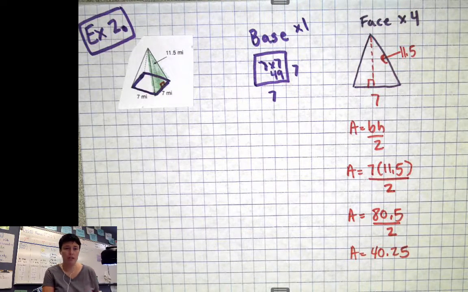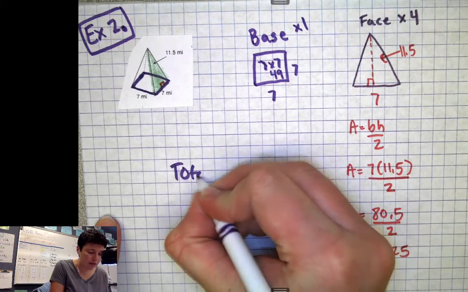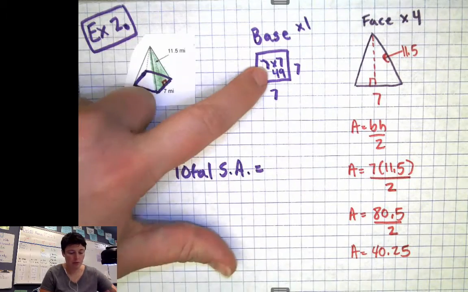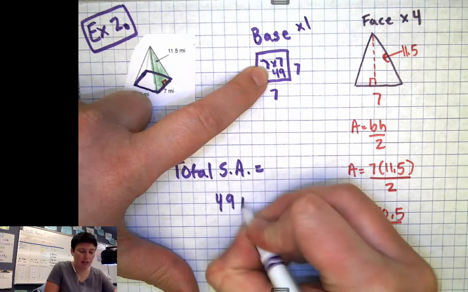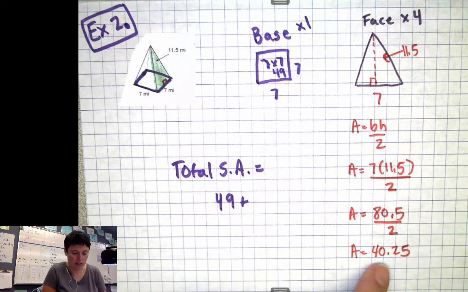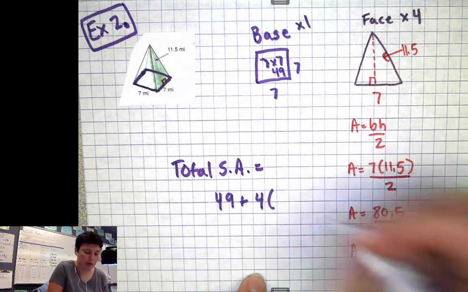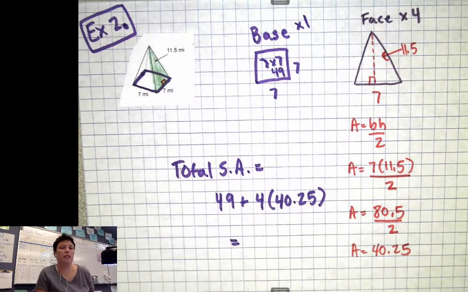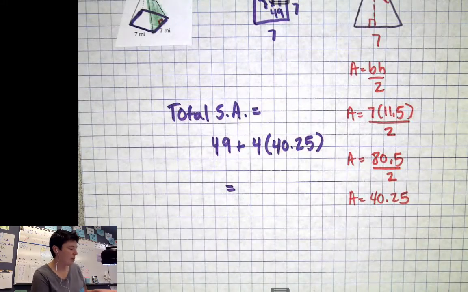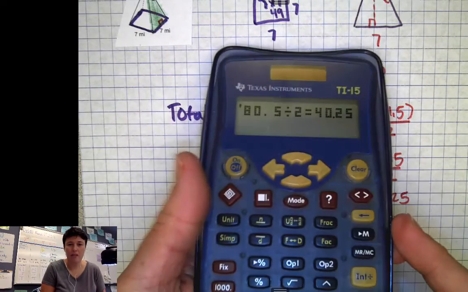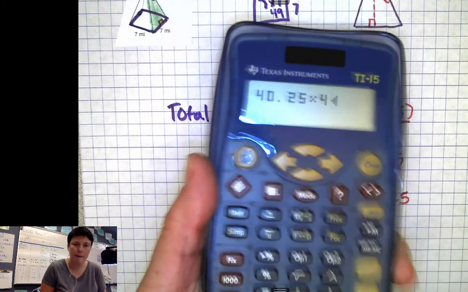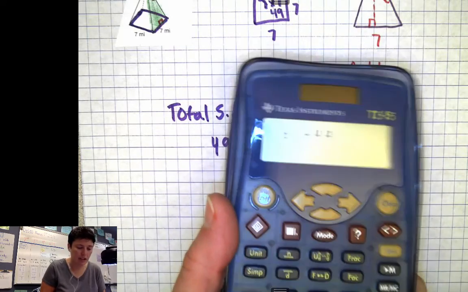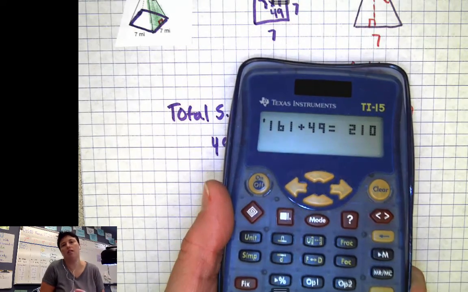So time for total surface area. Total surface area equals 1 base, which was 49, so 49, plus 4 faces. So 4 times the 40.25. And we're going to add all of that up to get our final answer. I already have the 40.25 in my calculator, so I'm going to do times 4. I'm going to get 161, and then I'm going to add 49 to it, and I'm going to get my final answer, 210.